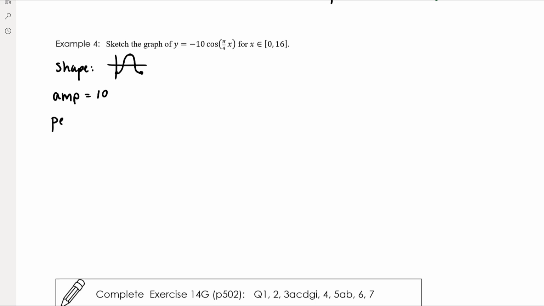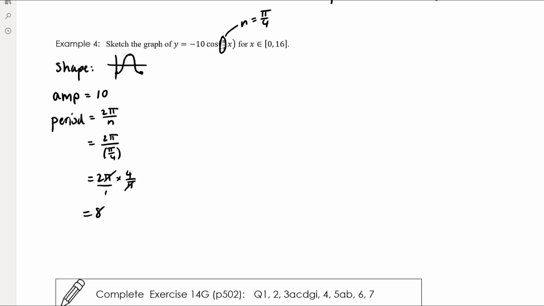Our period in this instance, so here our n value is pi on 4. So period we know is 2 pi on n, which is 2 pi divided by pi on 4, which is 2 pi times 4 on pi. And so what you're going to see here is that the pi's actually cancel out, and this graph has a period of 8.